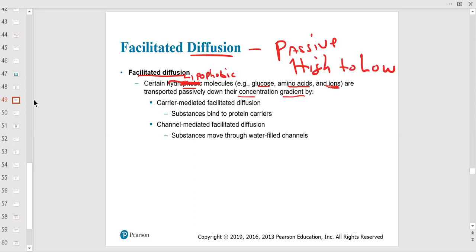I like to write concentration in a box like that. That means concentration. Right, Christine? I mean, Natalia? You just took chemistry. You know what that means.